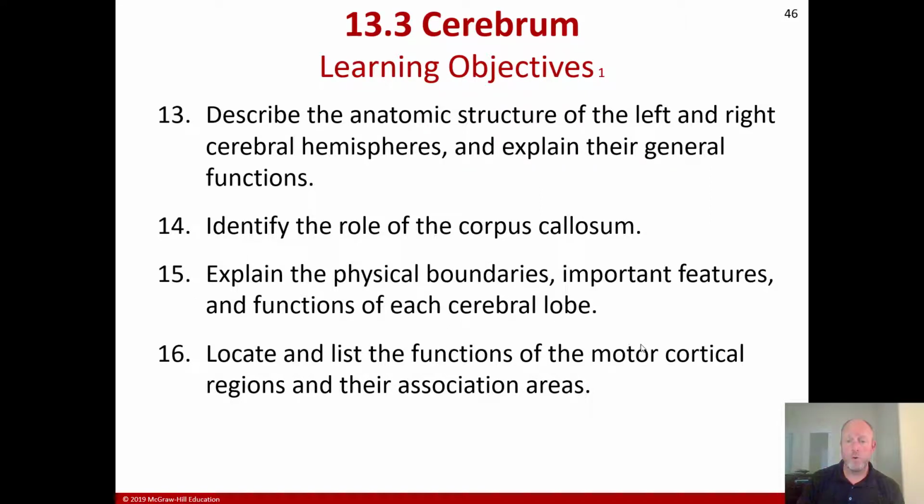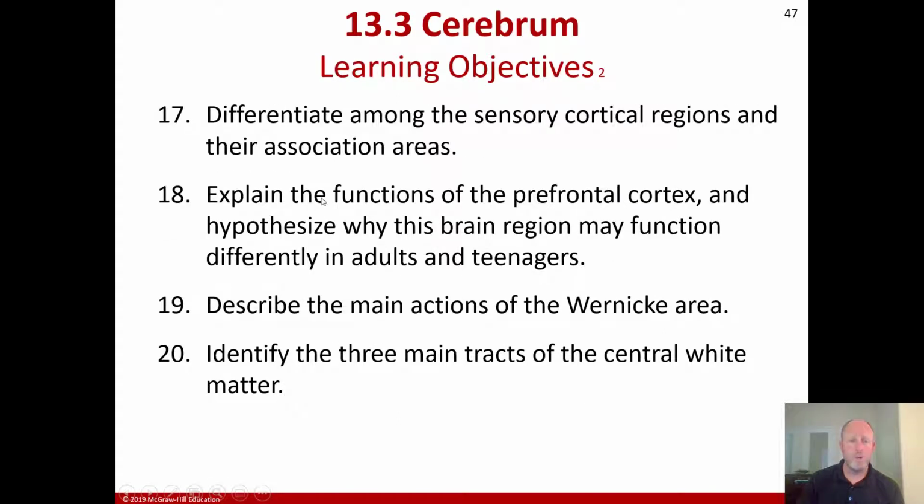Locate and list the functions of the motor cortical regions and their association areas. You should also be able to differentiate among the sensory cortical regions and their association areas. Explain the functions of the prefrontal cortex and hypothesize why this brain region may function differently in adults and teenagers. Describe the main actions of the Wernicke area and identify the three main tracts of the central white matter.